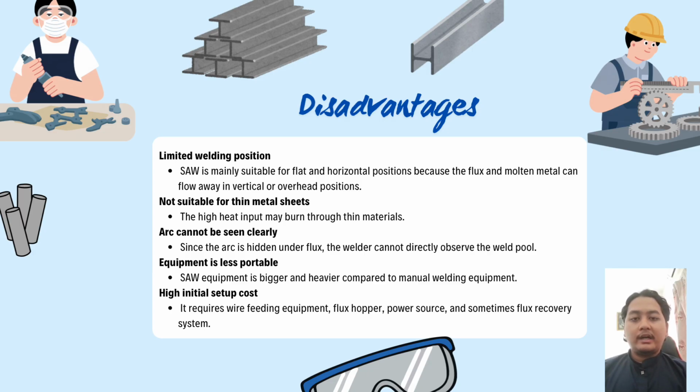Third, the arc cannot be seen clearly because it is hidden under the flux. This makes it harder for the operator to observe the weld pool directly during welding. Fourth, the equipment is less portable. This method uses larger equipment such as wire feeder, flux hopper, and power source. It is not easy to move around.